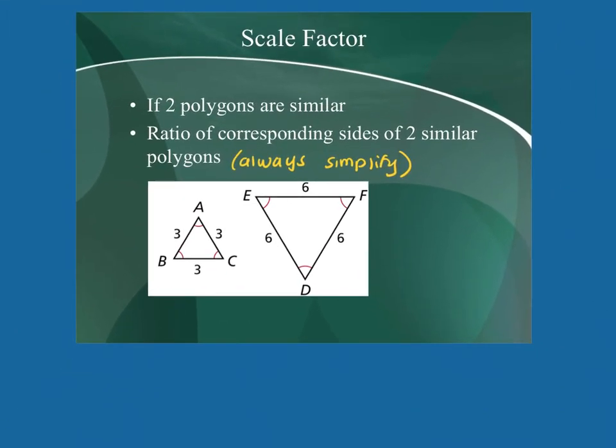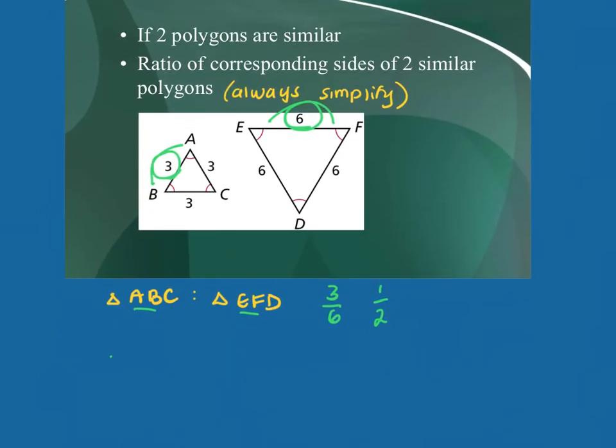So if I ask you for the scale factor of triangle ABC to triangle EFD, then they're not always going to give you all the side lengths. This time it gave you all the side lengths. I could just pick one pair. So AB matched EF in this order of letters, and 3 would go with 6. So this would be 3 to 6 or 1/2. If I ask for the scale factor of EFD to ABC, now it's the reverse. It'd be 6 to 3 or 2 to 1, which can be written this way or this way.